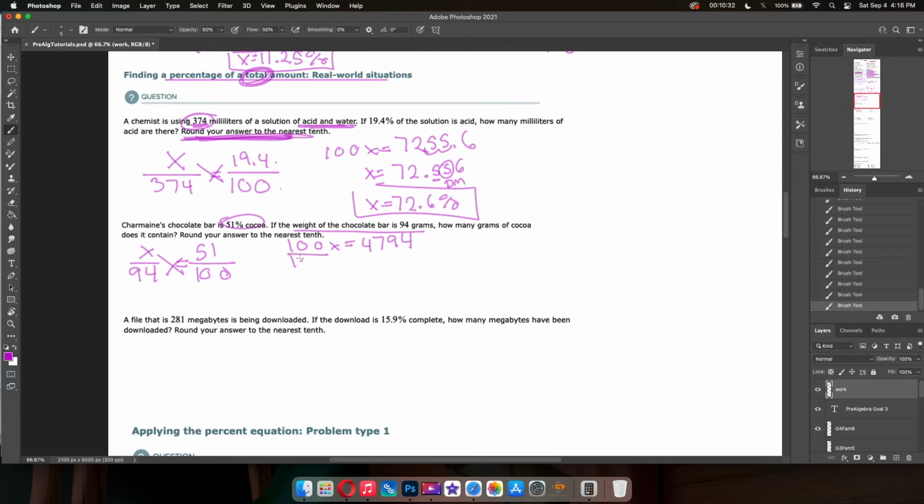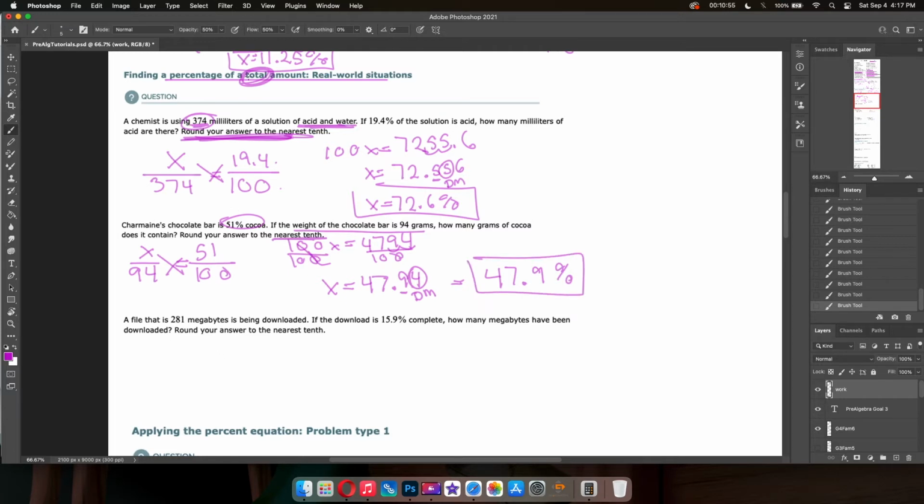4794. Divide by 100. X equals 47.94. Move the decimal over 2 places. We're rounding to the nearest tenth. There's my tenth. There's my decision maker. So that means it's going to be 47.9%. It's a horrible looking percent symbol, but oh well.